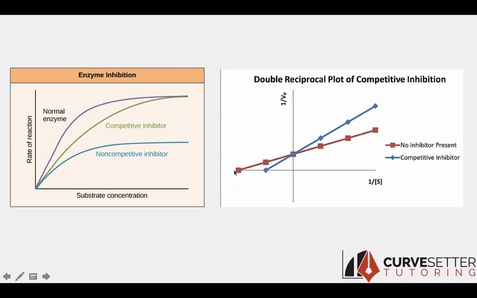So for example, if this point was negative 1/2, and this point was negative 1/10, that means the Km here would be 2, and the Km here would be 10. So an increase in Km indicates a decreased binding affinity of the enzyme for its substrate.